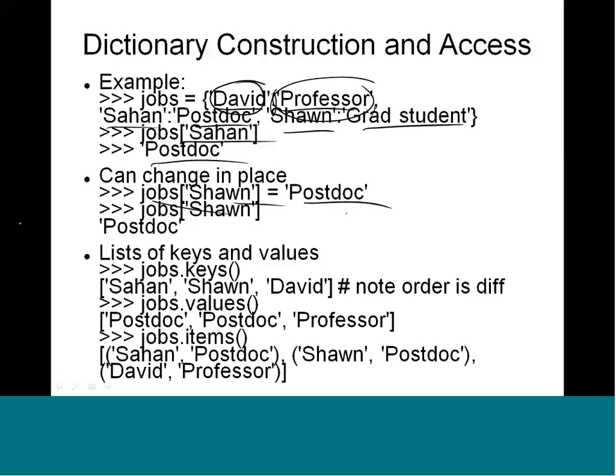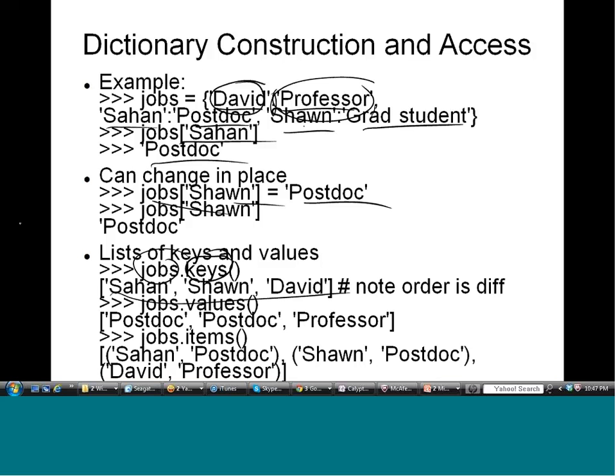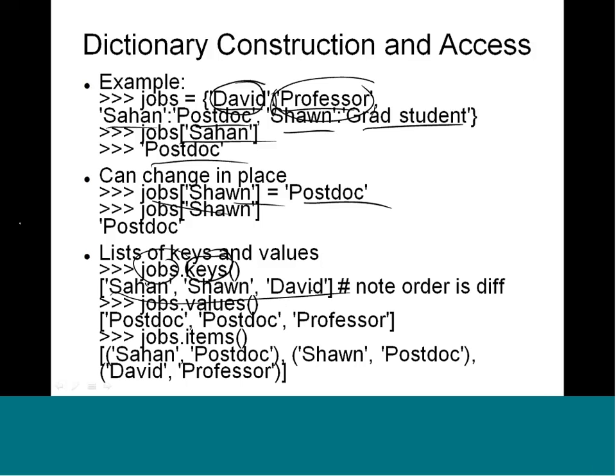If you want a list of keys and values, we use the method keys. So jobs dot keys prints the three keys. And if you notice, the order has changed. Originally our order was David, Sahan and Sean. Now the new order is Sahan, Sean and David.